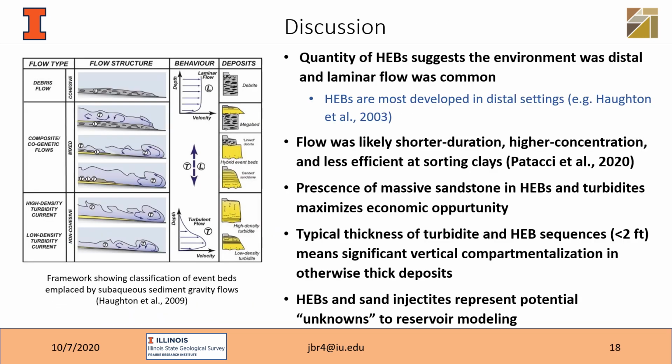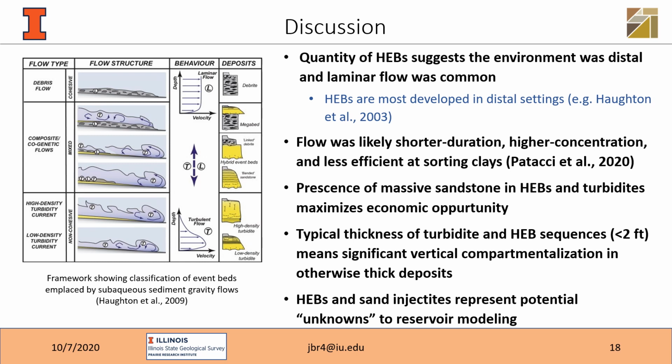Finding hybrid event beds in the core produces 2 significant results. It changes the way we interpret the depositional environment of the Carper sandstone, and it changes how we view the reservoir quality of the formation. First, we must recognize that the presence of HEBs signifies that our depositional environment was likely within the fringe region of our prograding delta system, in accordance with the research.